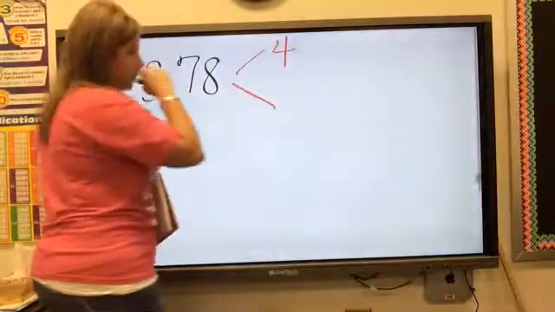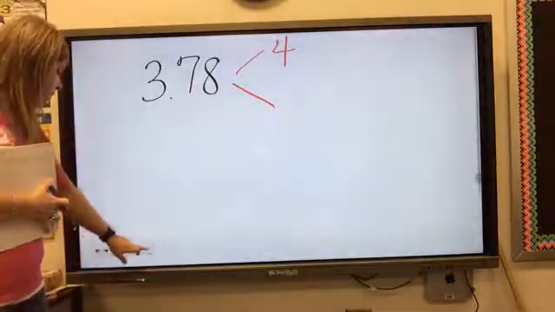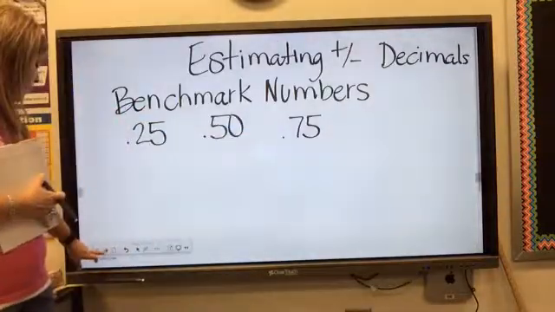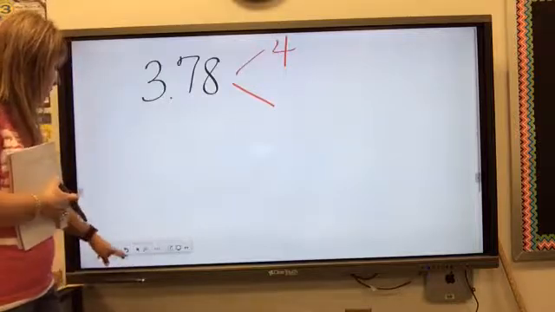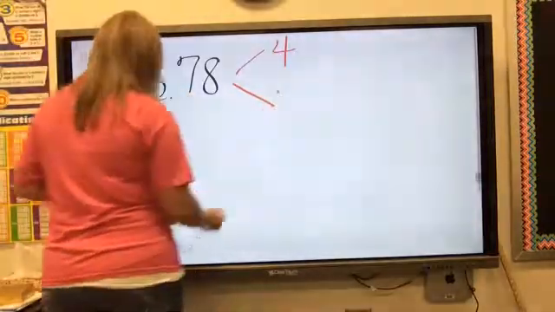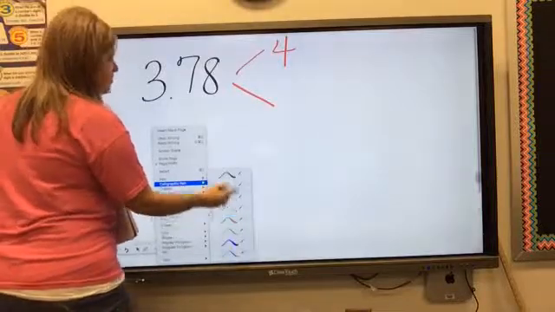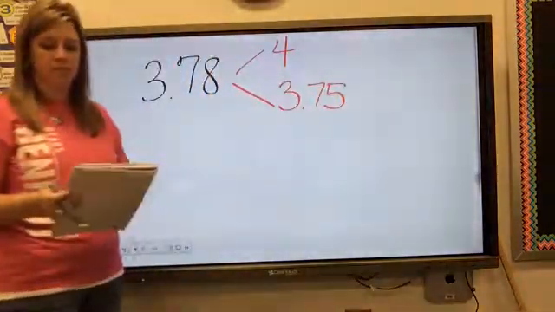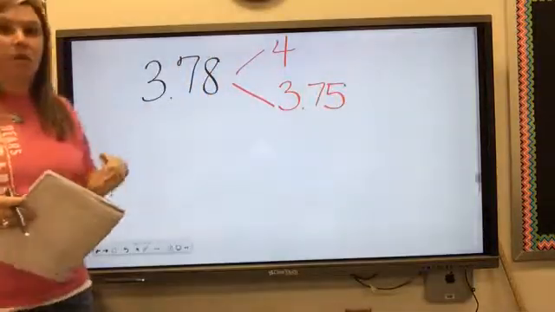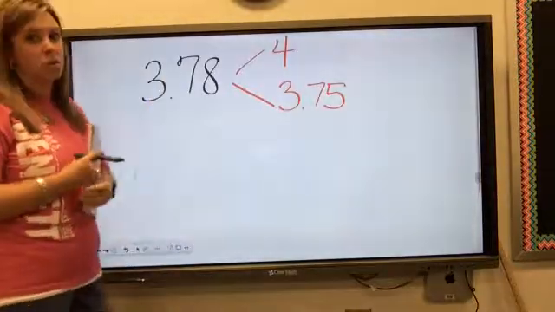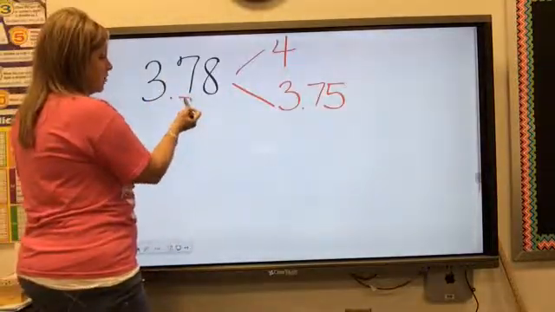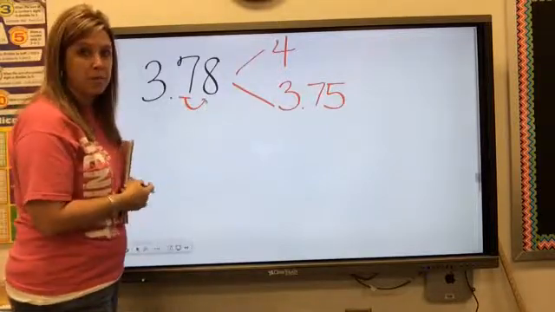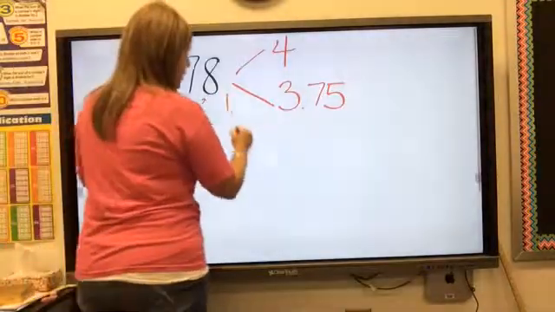So if I were to use a benchmark number, again, going back to those benchmark numbers, 25, 50, 75, which one of those is going to be the fastest or the easiest one to use? It's going to be 3 and 75 hundredths. Okay. Now, as far as true rounding, if you wanted to make it true rounding, we would look at our neighbor from the tenths. We would look at our neighbor, and our 8 is going to make our 7 stay the same or move up. It's going to move up.